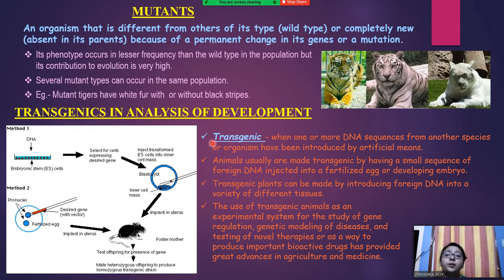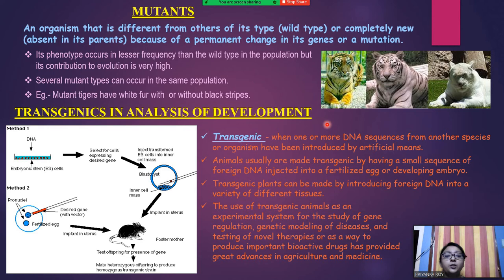And the last topic in this portion is transgenic, transgenic in analysis of development. What is a transgenic? When foreign DNA is introduced into an organism, like when one or more DNA sequences from another species are combined and introduced into an organism by artificial means, that is known as a transgenic organism, and the process is known as transgenesis.